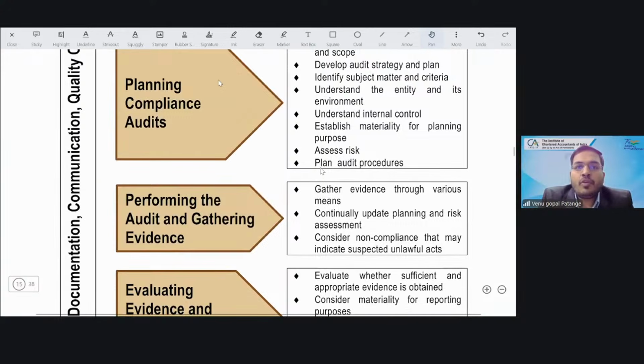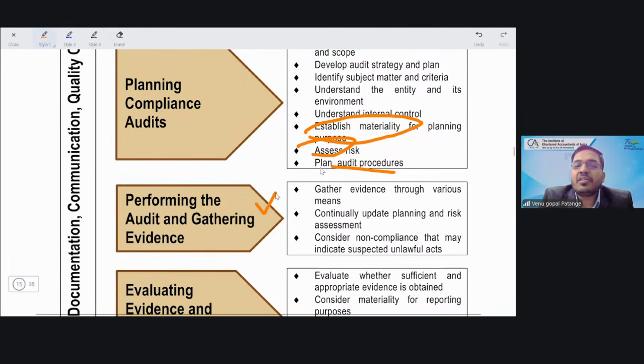So here, while planning, what will you do? You establish materiality, you establish risk, you also plan audit procedures. In evidence collection, you use various means, you know all the various means: observation, inquiry, inspection, and you always continually update planning and risk assessment. Not new to you. This is all done in regular audit, not very specific for PSU. This is the way generally you perform audit.